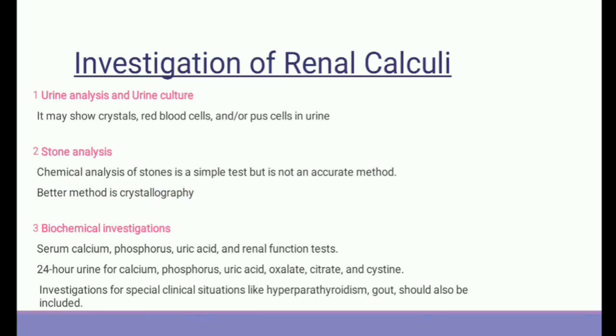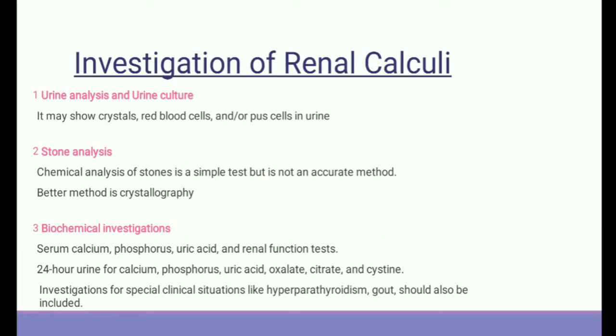Investigation of renal calculi. Urinary analysis and urine culture. It may show crystals, red blood cells, or pus cells in urine. Stone analysis. Chemical analysis of stone is a simple test but is not an accurate method, as we will discuss later. For a better option, we perform crystallography.